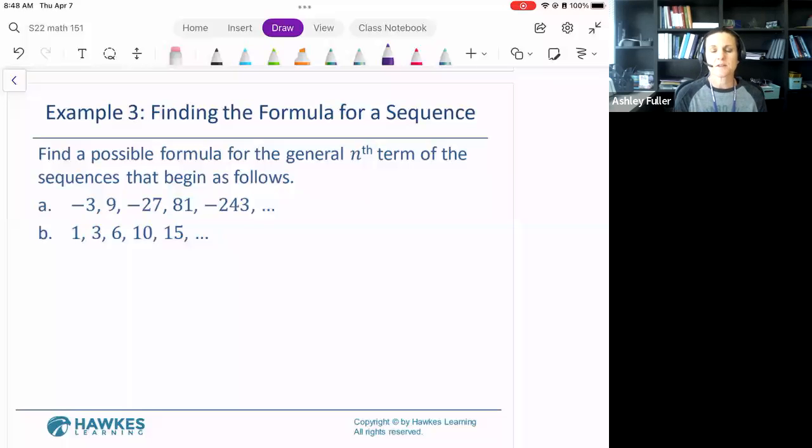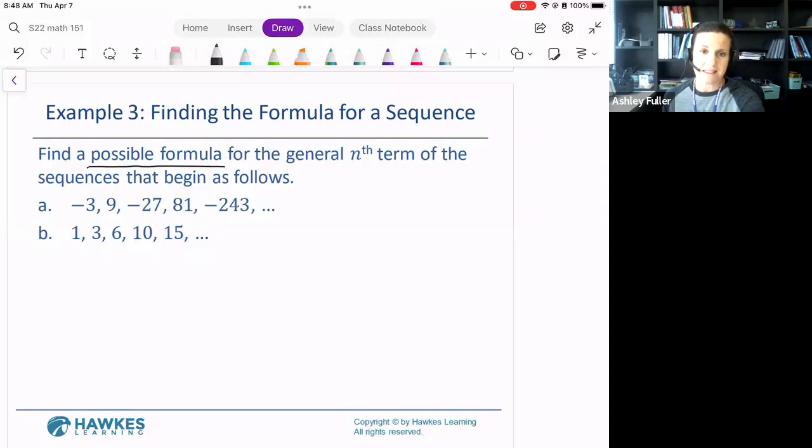We've looked at the difference between a recursive and an explicit formula, and it's important to note that there may be, and usually is, more than one formula for any given sequence. So you'll often find that what you're asked to find is a possible formula for the general nth term of a sequence. So let's look at a couple examples here.